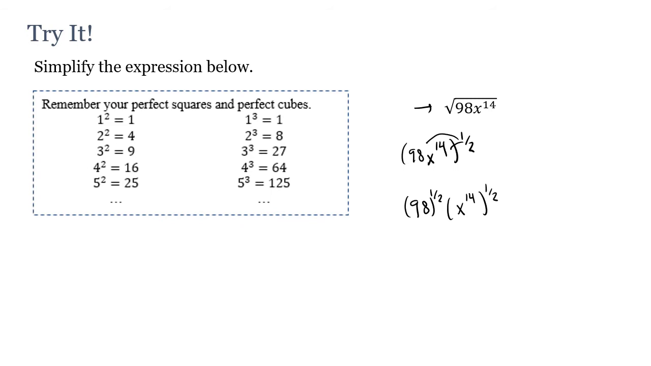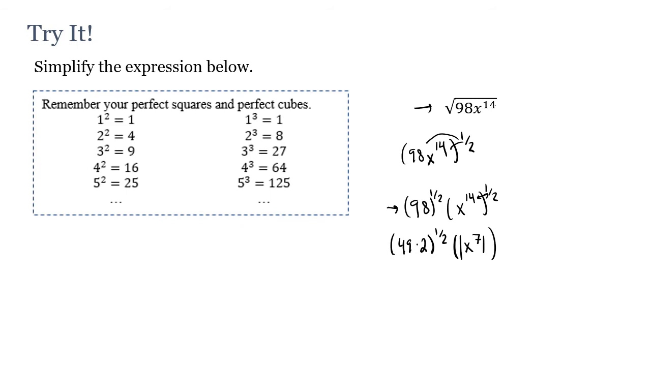Now if you put 98 to the 1/2 in your calculator, you're not going to get a whole number. So this is where we've got to use our splitting trick. 98 is actually going to be the same thing as 49 times 2. x to the 14th will actually simplify because 1/2 times 14 is just 7.